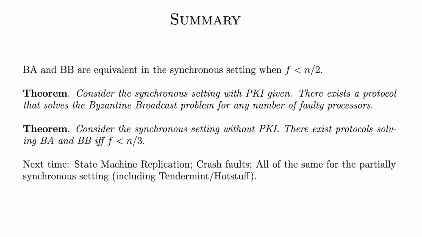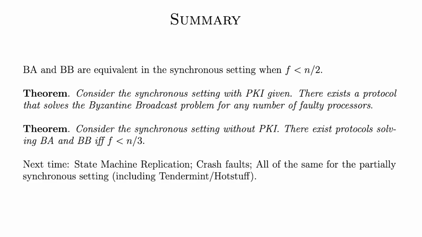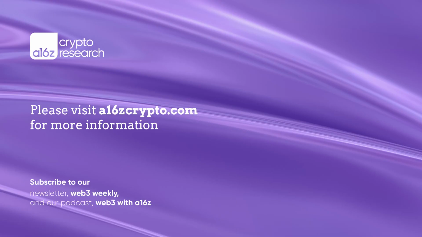Okay, so what we're going to do next time is consider state machine replication. That's basically the problem that blockchain protocols normally solve, like protocols like Bitcoin. I don't think we'll actually look at crash faults, but we'll do similar questions for the partially synchronous setting. Actually, I'm going to simplify things a bit. I'm going to show you how Tendermint works and that will solve everything for us. I think it's actually a simpler protocol than the phase king protocol. Okay, so I guess we'll do all that next time.